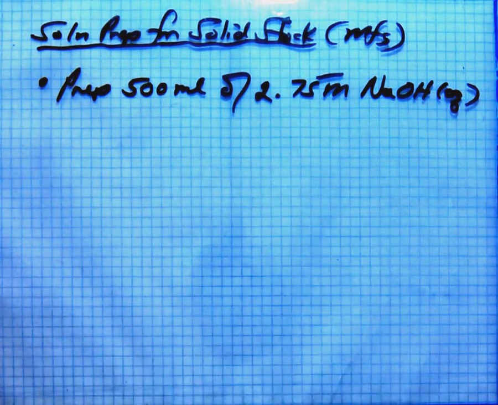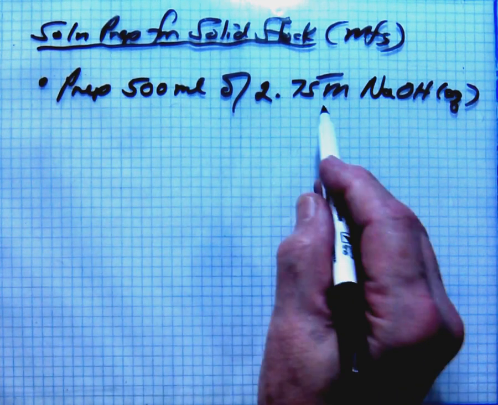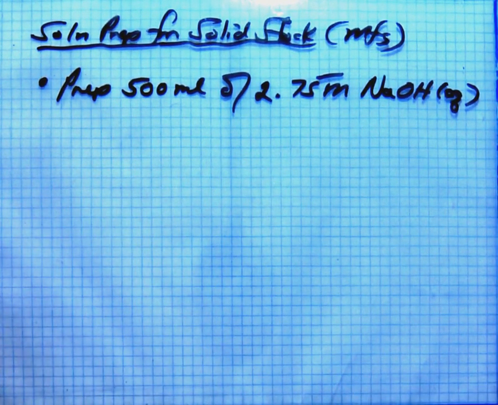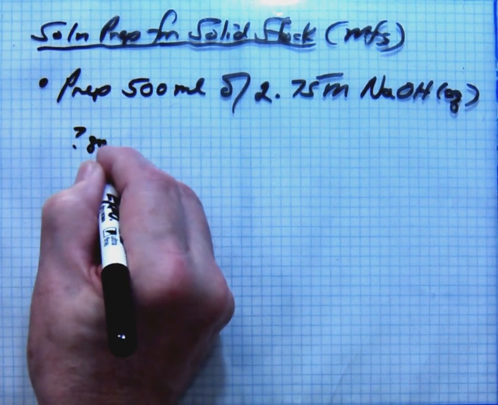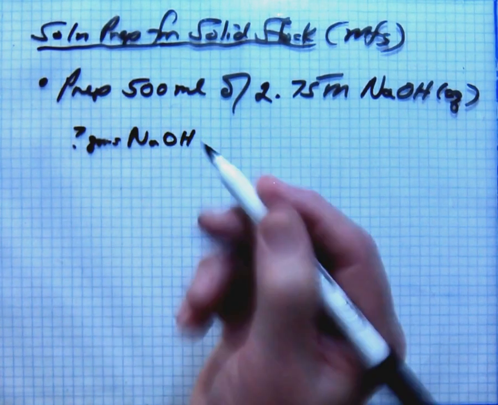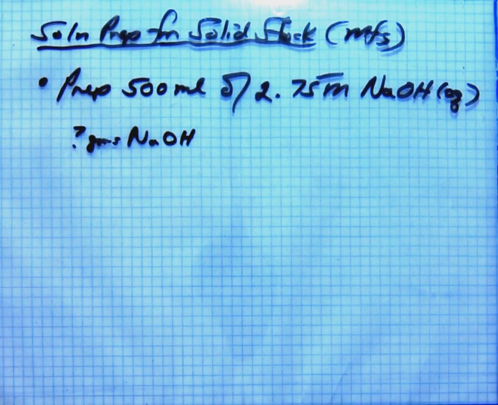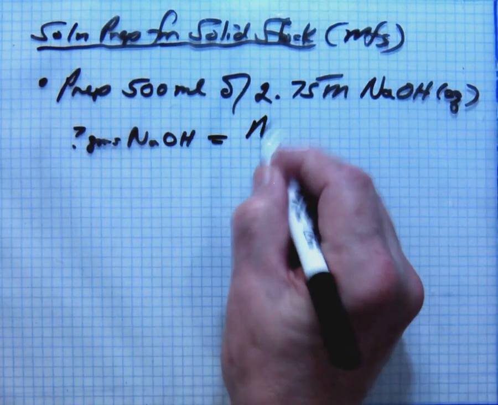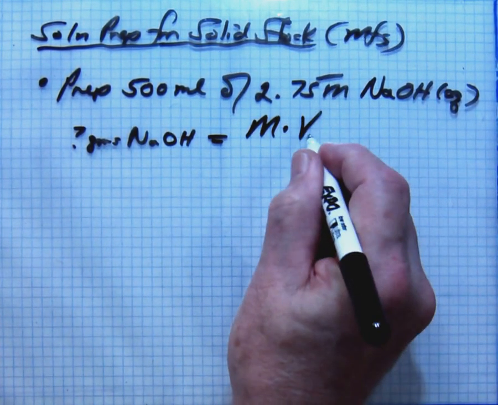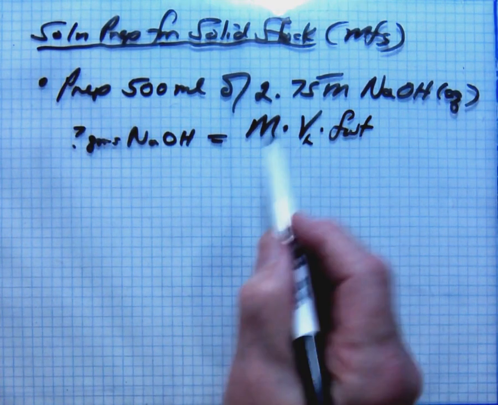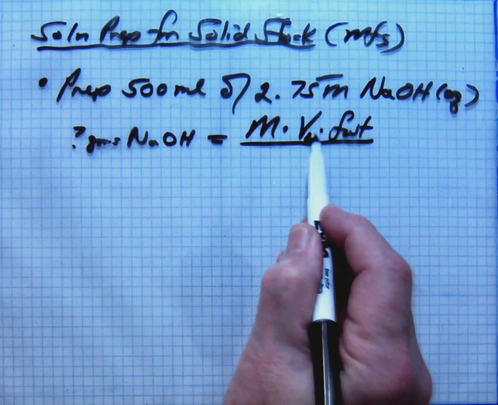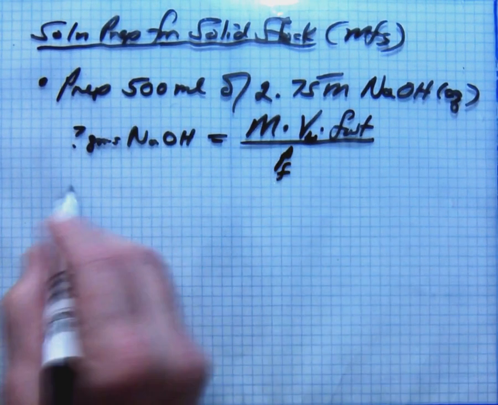All right, so the question says prep 500 milliliters of sodium hydroxide. It says, how many grams of sodium hydroxide do you need to dissolve into a solution totaling 750 milliliters? Well, the formula is molarity times volume expressed in liters times the formula weight of the NaOH, over the purity factor. What is it?